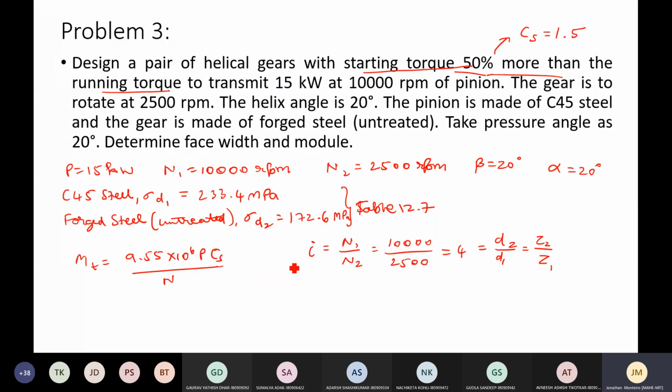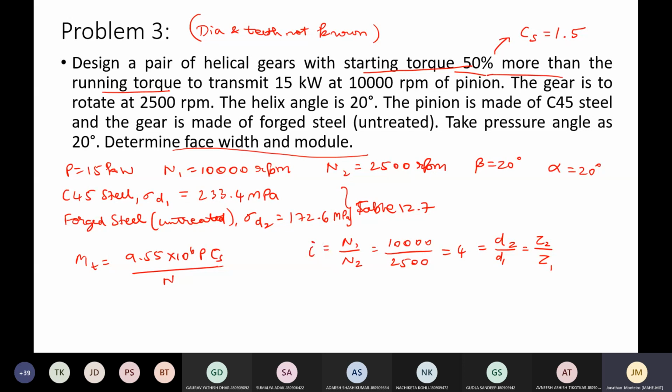So it says determine face width and module. It actually means that use the Lewis equation and design based on strength, and find out the face width and module. Of course, module is the one which will decide, and then we will come to face width. In this problem, you might have noticed that diameter and teeth both are not known. So there is no starting point for you. You have to create a starting point.